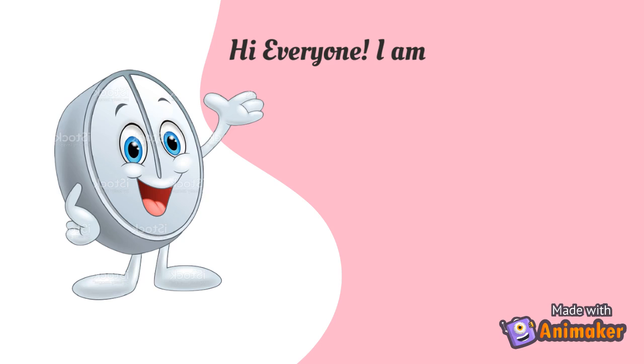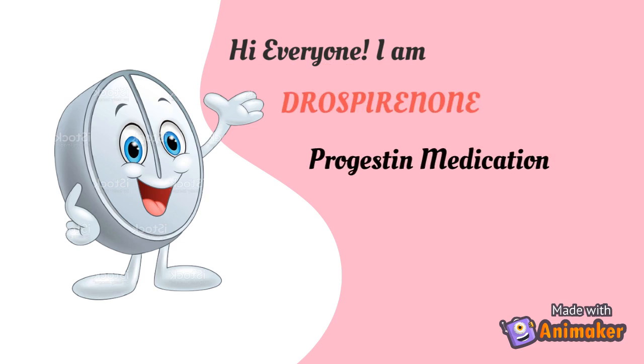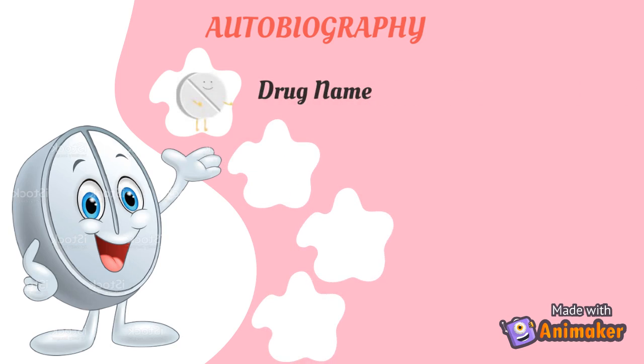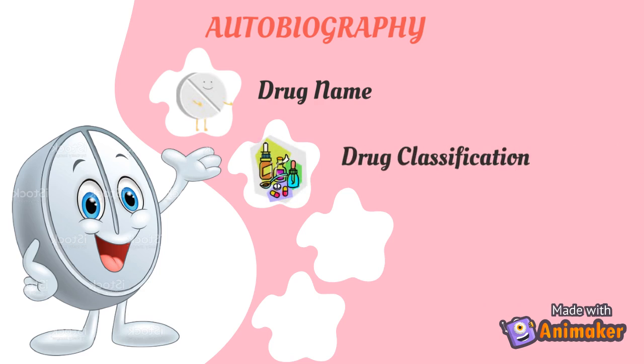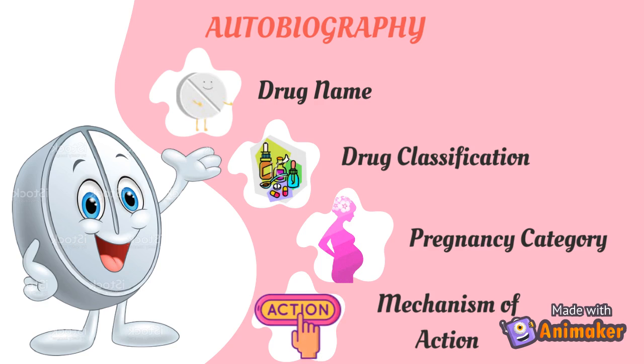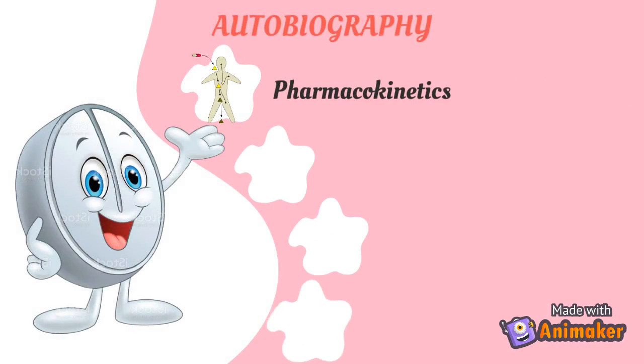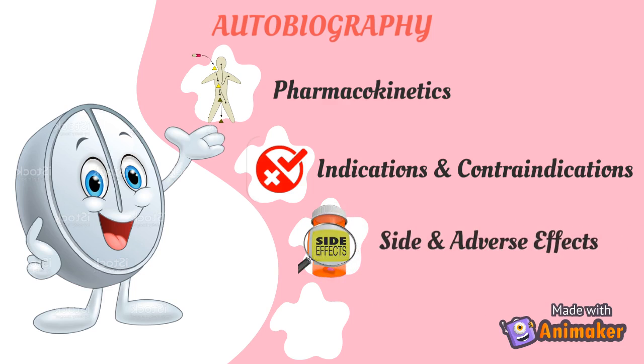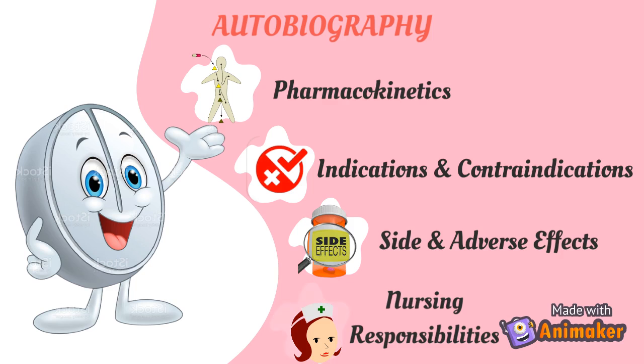Hi everyone, I am Drospirenone, a progestin medication. In this video, you will learn and gain knowledge about what kind of drug I am and what my functions are. I will tell you my autobiography. My autobiography contains the following: drug name, which includes the generic name, brand names, and chemical name; drug classifications, which are subcategorized into therapeutic and pharmacologic; pregnancy category, mechanism of action, pharmacokinetics, indications, contraindications, side and adverse effects categorized per body system, and nursing responsibilities before, during, and after administration.